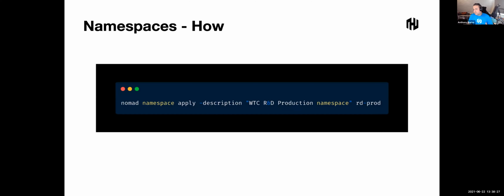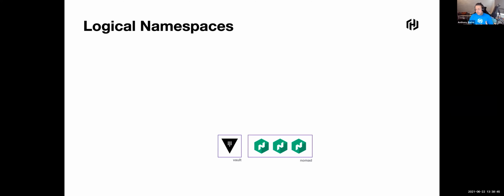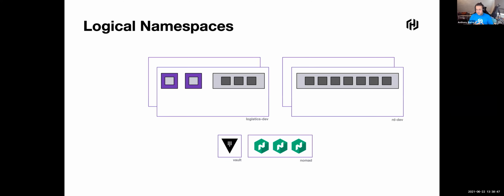So the approach to namespaces is API based, or if it's CLI based, or even within the job spec itself. Creating a namespace is very straightforward. Nomad namespace apply, give it a description, and then the name of the namespace itself, right? Straightforward application, which would then have my cluster start to look like this.